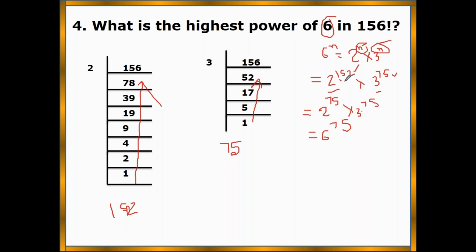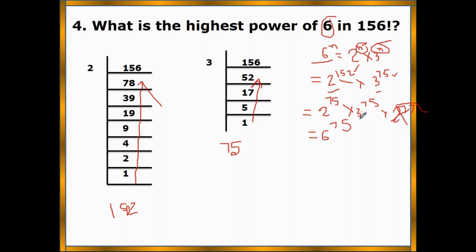Sir, there are 152 twos, you can use only 75 twos. What about the remaining 77 twos? For the remaining 77 twos, we don't have 77 threes. To get the 6 power, we need the combination of 2 and 3. By using only 2 without 3, we can't get the 6 power. By using 3 without 2, we can't get the 6 power. We need the combination of 2 and 3. So that is the reason 2 power 77, you can ignore it because there are no 77 threes.